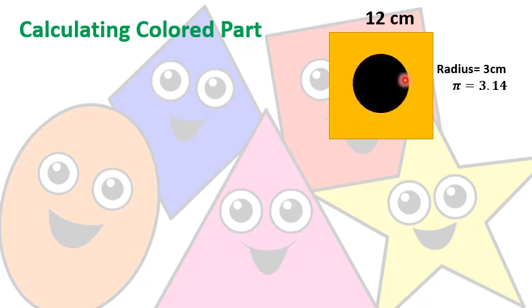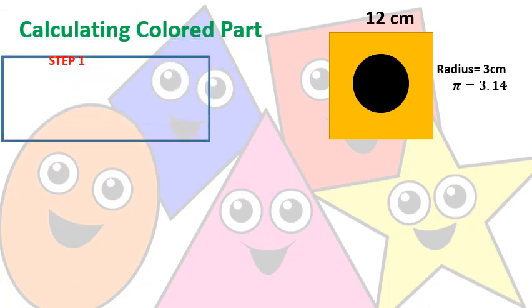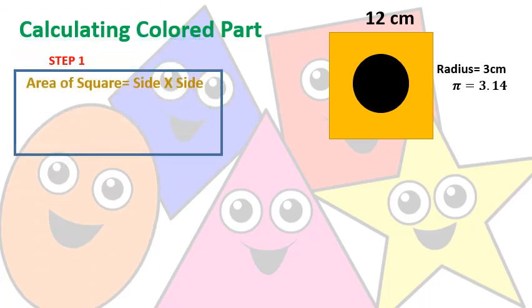Again, in this exercise, it is as if we are cutting the disc, taking this away, keeping only the orange part. We want to find the area of this orange part. So step number 1, we're going to find what? Area of square, which is side times side. Area of square is 12 centimeters times 12 centimeters. Again, from where did we get the 12? From the figure. This is the side, 12 centimeters. So 12 times 12 is 144 centimeters squared.